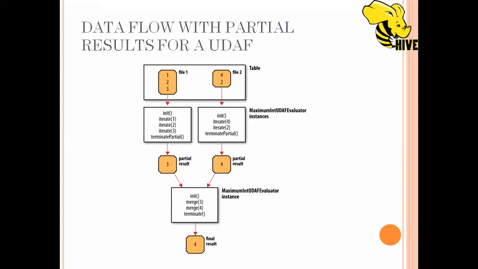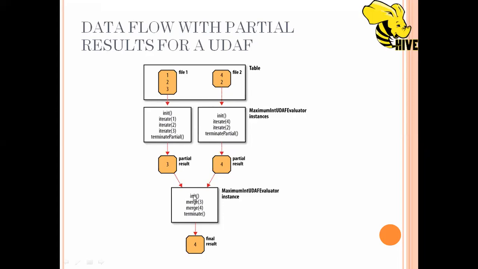So we have taken file 1, which has 3, and file 2, which has 4 and 2. We have an init, iterate 1, iterate 2, iterate 3, and terminatePartial. Then here we have init, iterate 4, iterate 5, and terminate. These results are partial results, and we are going to mix them here: merge 3 and merge 4.